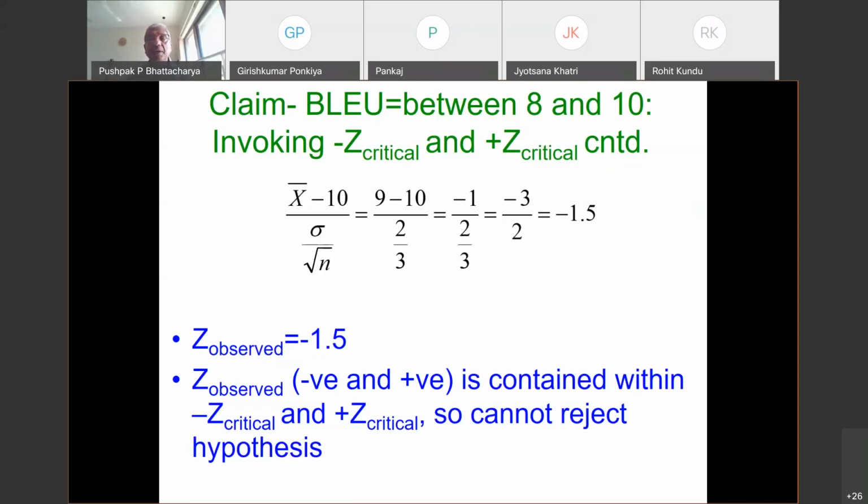Okay, why can't I reject? I'm coming to that very soon. You had seen this machinery in chi-square distribution also. We are doing this now for test of hypothesis for numbers. So we have come this far by introducing the notion of hypothesis and notion of Z critical.